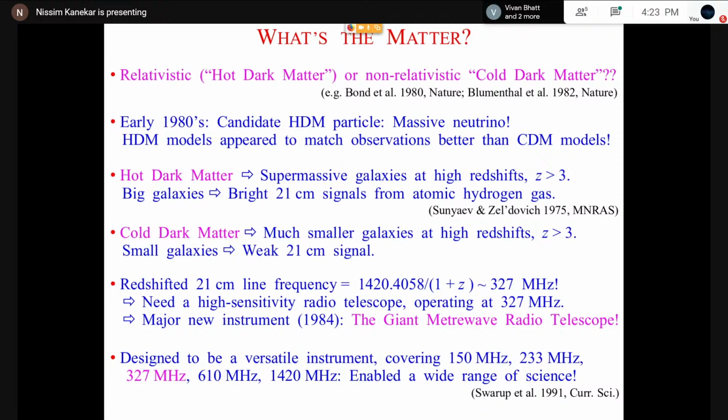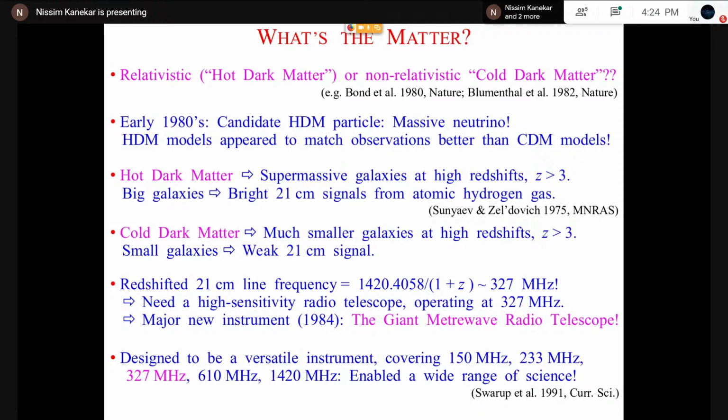And that came out in 1984, just when hot dark matter was at its peak, where everybody was saying that, okay, hot dark matter is the best thing since sliced bread, and we need to detect it. And this was a clean prediction. Hot dark matter says you must see these huge galaxies at very high redshifts. And fortunately, Govind and his team designed the GMRT to be a very versatile instrument. He didn't just build it to cover 327 megahertz, he built it to cover 150 megahertz, 233 megahertz, 327 megahertz, 610 megahertz, and 1420 megahertz. And this enabled a wide range of science, not just 21 centimeter emission at high redshift.